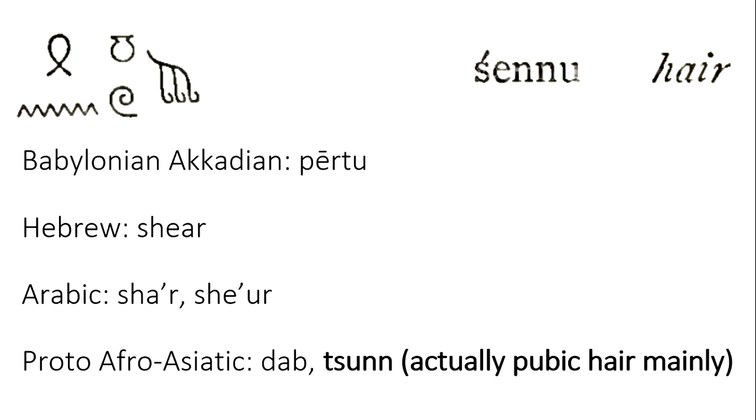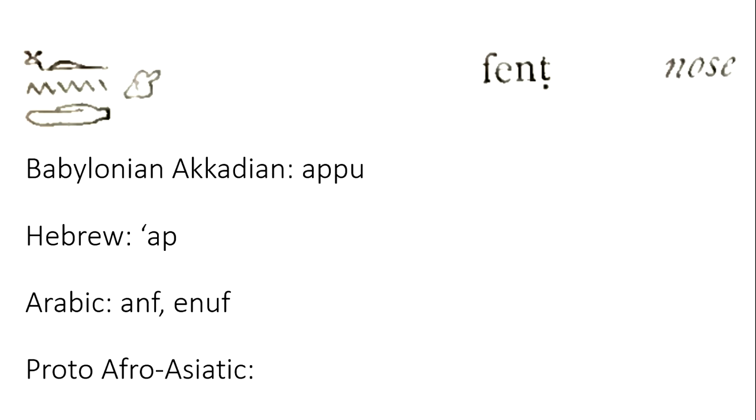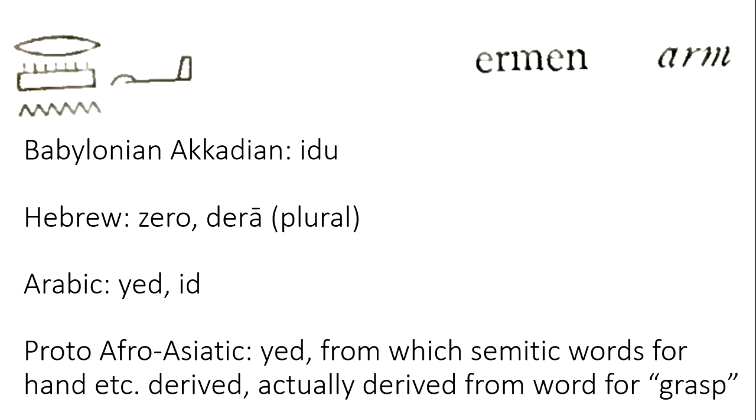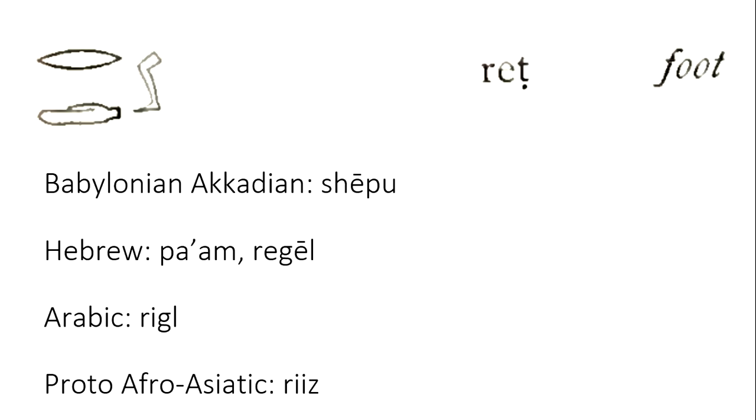Shenu, hair. Mester, ear. Fent, nose. Kabu, arm. Ermen, arm. Hat, belly. Ret, foot.